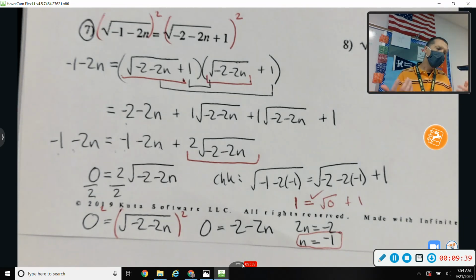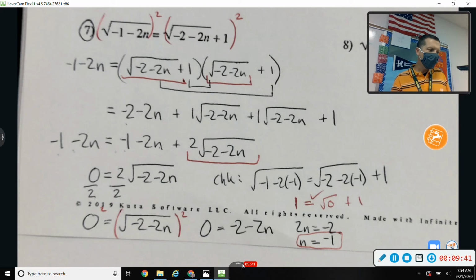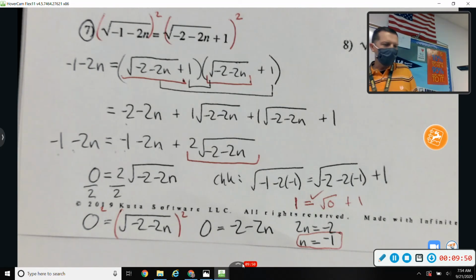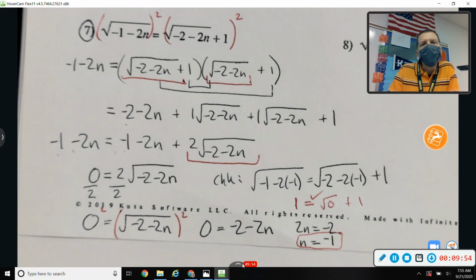So, square both sides. Sometimes it's pretty easy, like namely 1 through 6 are all pretty easy. 7 and 8, you got to square both sides, then shuffle things around, and then square both sides again. Again, answers are online, and tomorrow we'll go over a few of the ones in class.